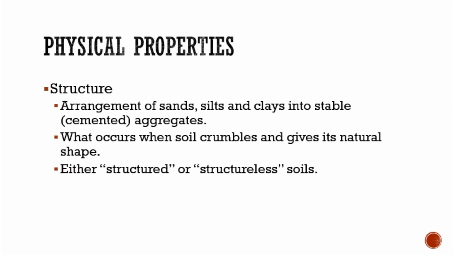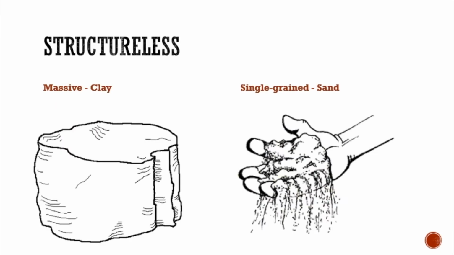When we also look at the physical properties, we can look at the structure, and that's the arrangement of sand, silts, and clay into a stable or cemented aggregate. This is what occurs when the soil itself crumbles and breaks apart and shows its natural shape. We can refer to soils as either being a structured or a structureless type of soil.